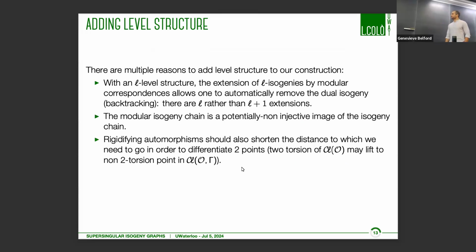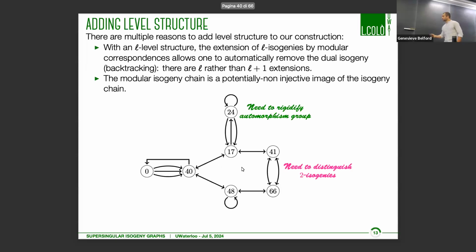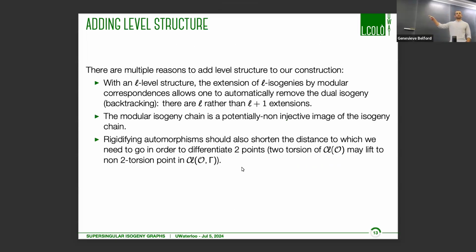The third reason is a bit technical, but rigidifying the automorphism group might help you shorten the distance you have to walk down the volcano before you're able to distinguish between the action of two ideals.